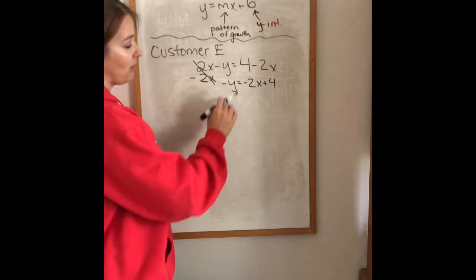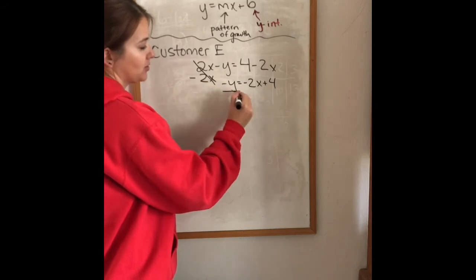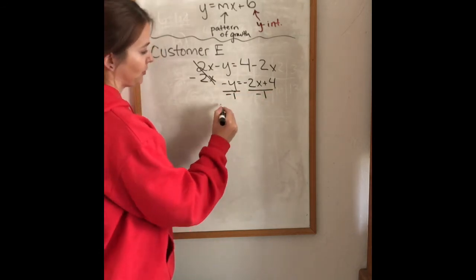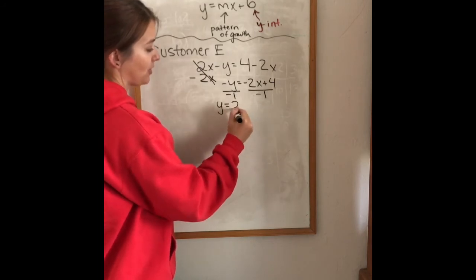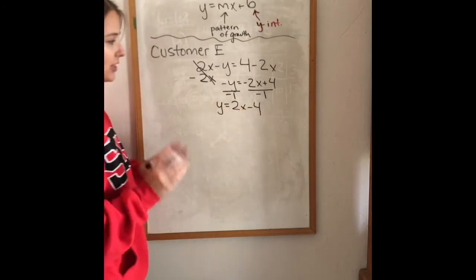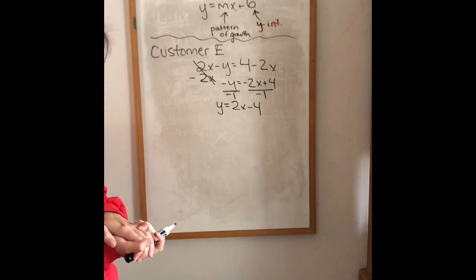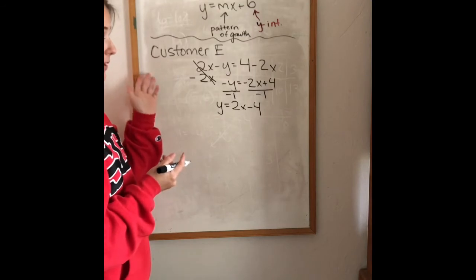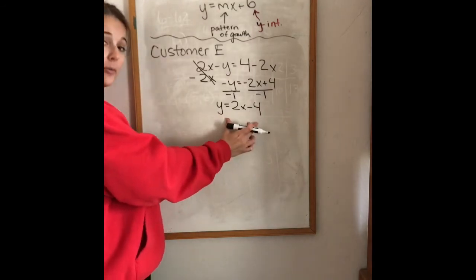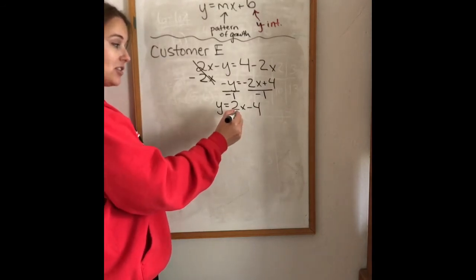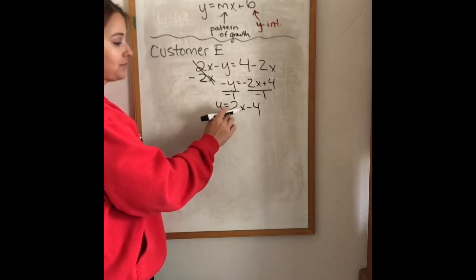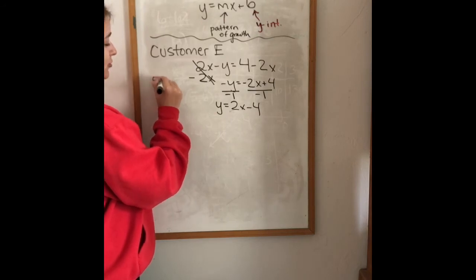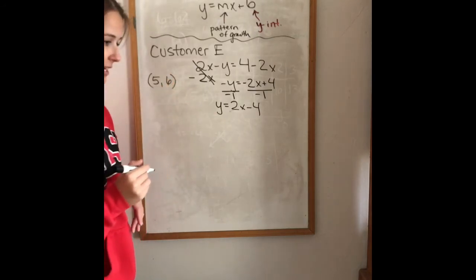Last thing I need to do, I want a positive y here. So I'm gonna divide everything by a negative 1. And I'm left with y equals 2x minus 4. So there's our final form. y equals 2x minus 4. So it looks like his first requirement was that it grows by 2. Does this line grow by 2? It does, because there's our growth. It grows by 2. His last thing that he wanted was that it passed through the point 5, 6.